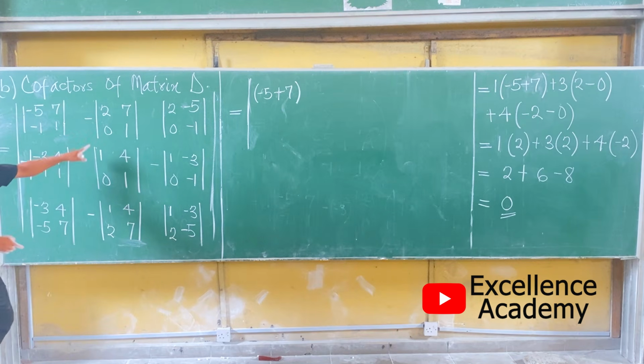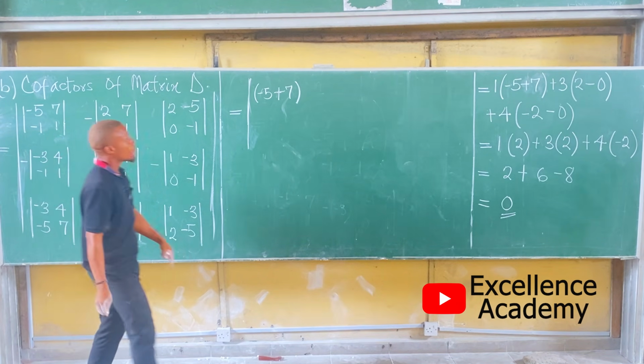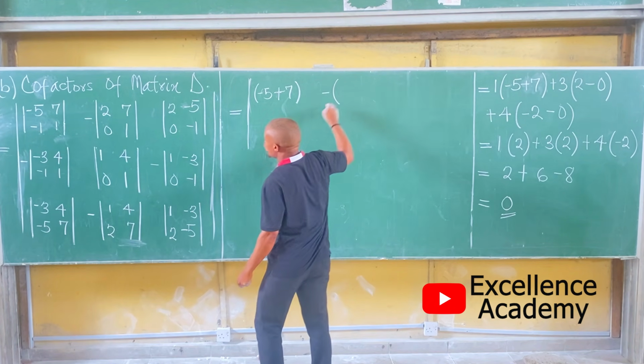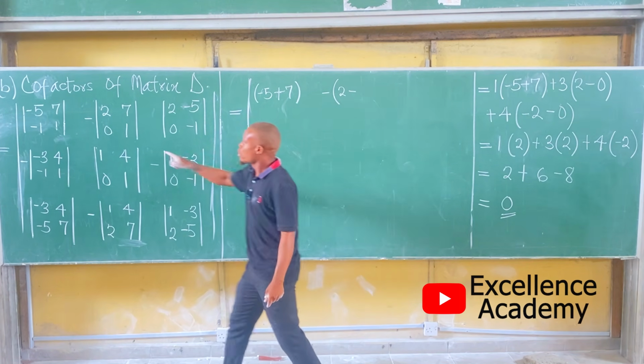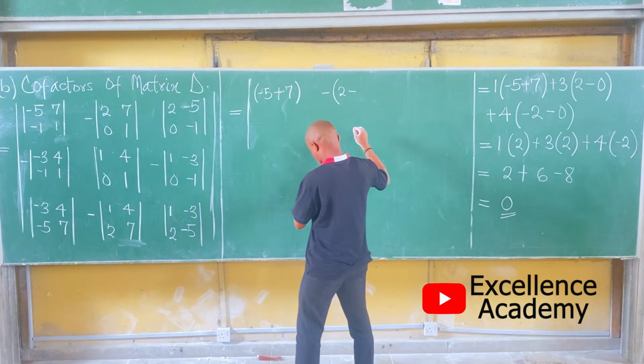We move over to the next one. I'm having a minus. Minus 2 times 1 gives us 2. Minus 0 times 7 gives me 0.